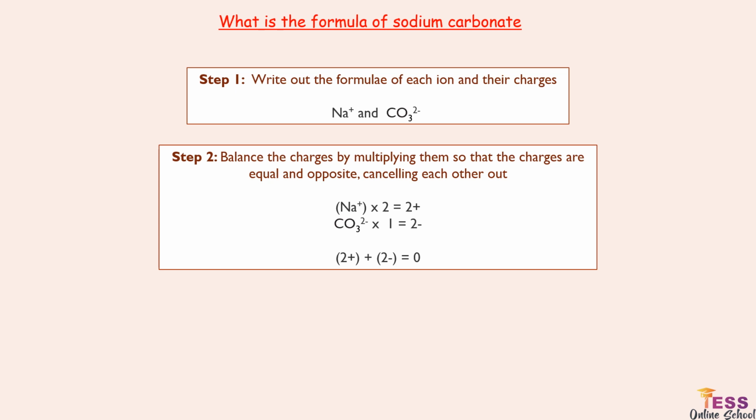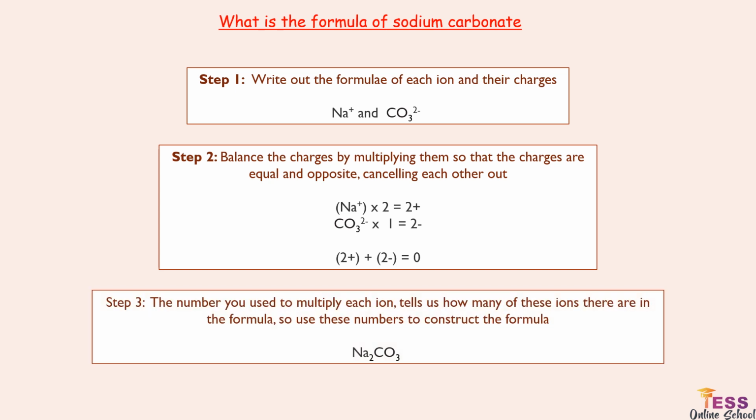This is because once a compound has been formed, there is no charge anymore, as all the elements in the compound have either gained or lost electrons to become stable within the compound. Finally, you can construct the end chemical symbol. So you can see in step 3, the number you use to multiply each ion tells us how many of these ions there are in the formula. So use these numbers to construct the final formula. Now you've got Na2CO3.